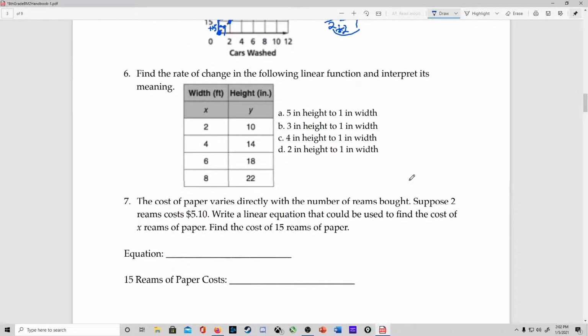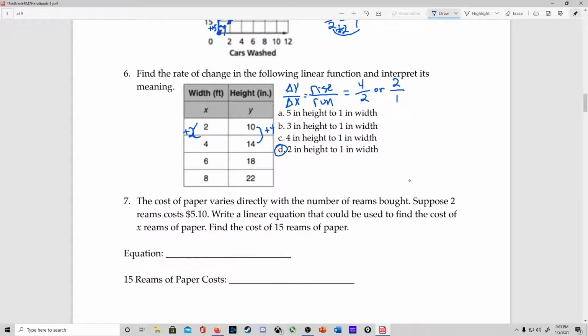Okay, again, when we're looking at these, find the rate of change. Remember, we always want to do the change in Y over the change in X, right? We want to do that rise over that run. All right. So we can look here. The change here is +4 and the change here is +2. So that tells us we have a 4 over 2 or 2 over 1 situation going on, right? So we have 2 inches of height to every 1 inch of width. So that's going to give us D.